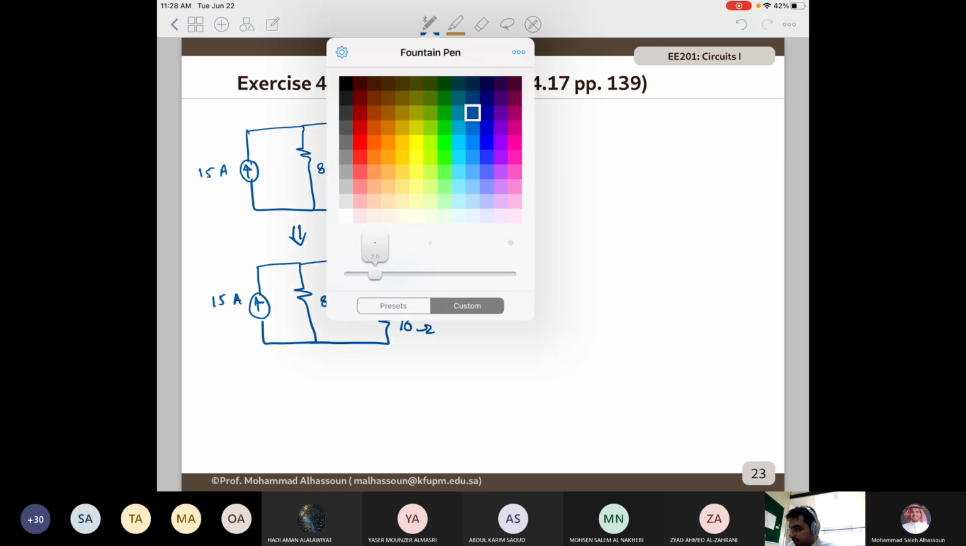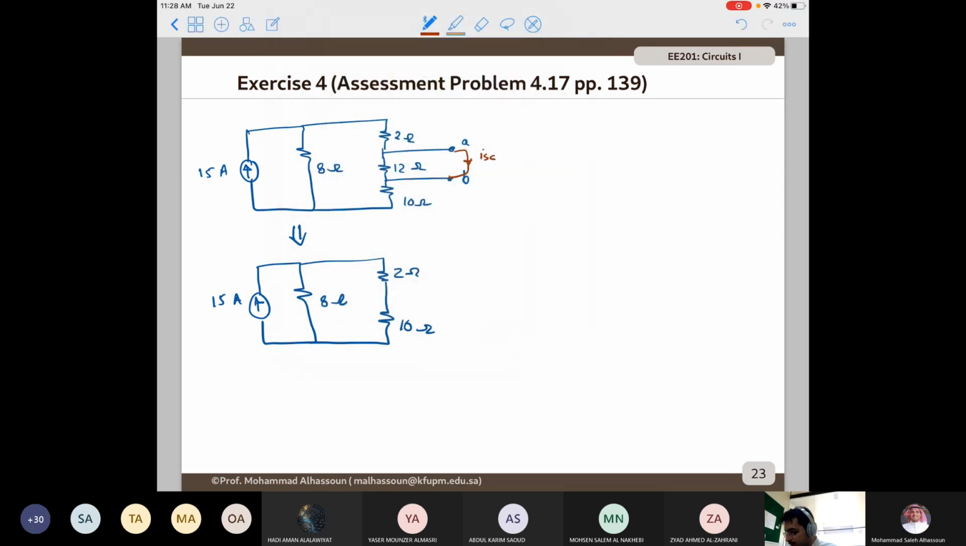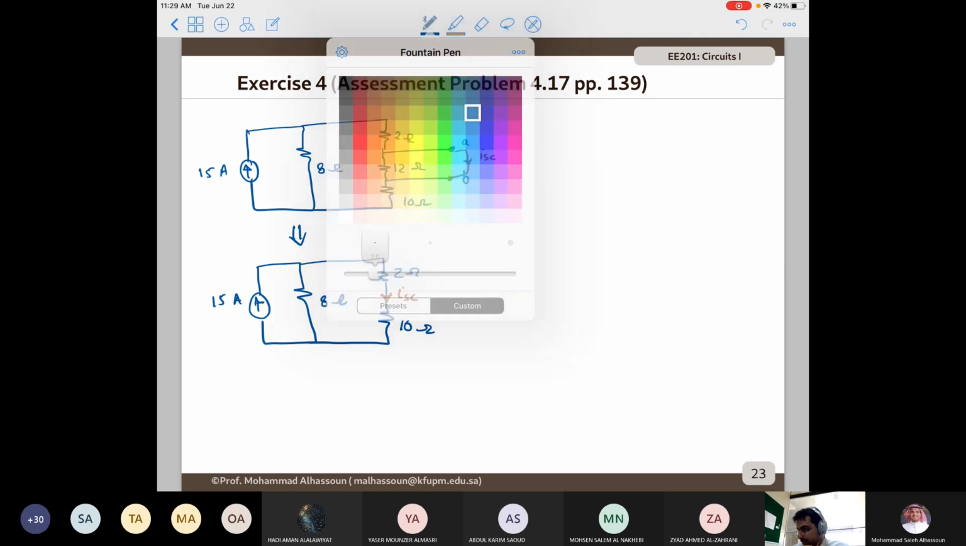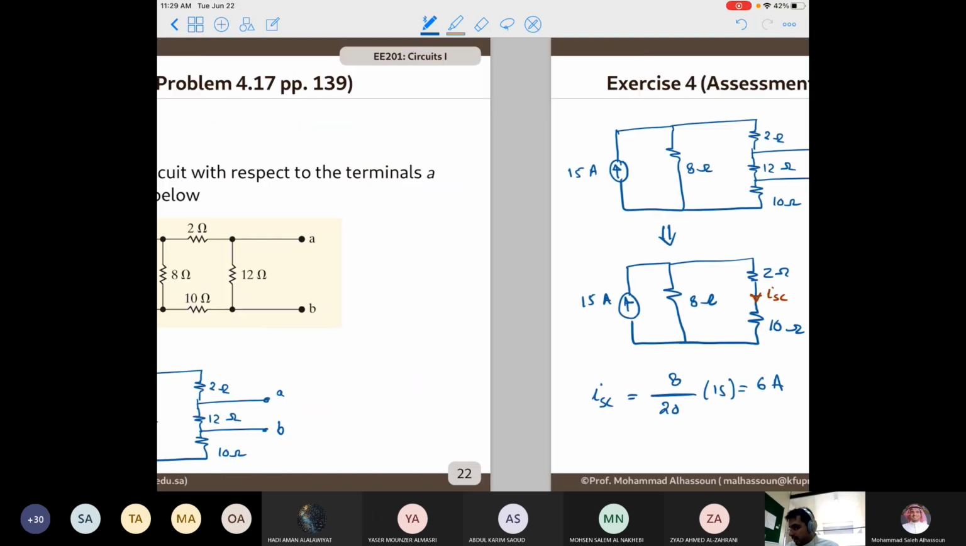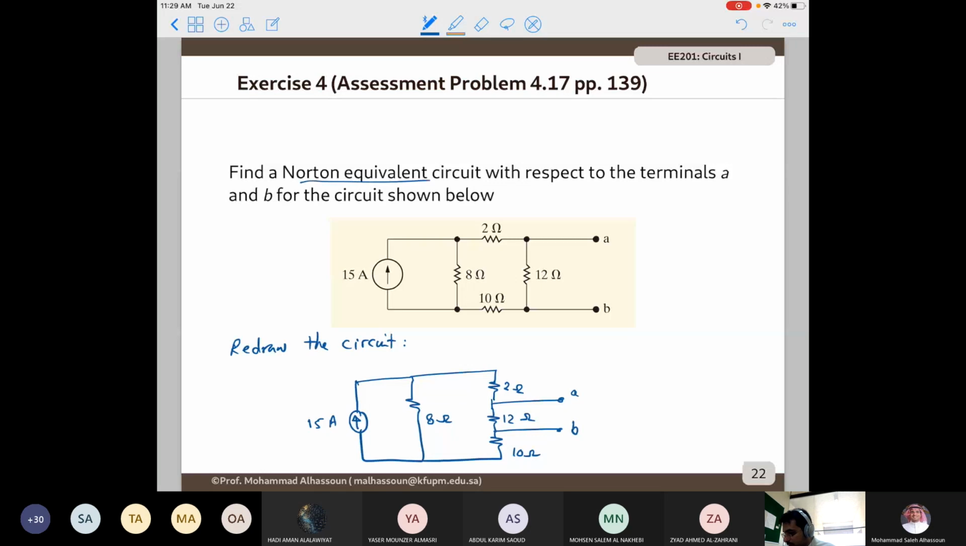So it's going to be a short circuit. If you have a short circuit in parallel with the resistor, then the equivalent resistance is 0. Now, Hadi, what's the I short circuit? Now we use the current divider. Yes, it's going to be 8 divided by 20 multiplied by 15, and this is going to give me 6 amperes. Remember, I'm trying to find the Norton equivalent circuit, so I'm trying to find the short circuit current that's in parallel with R Thevenin.